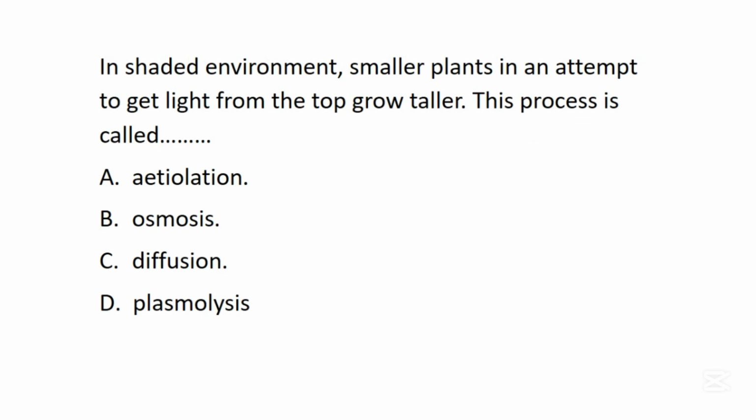The next question says, in shaded environment, smaller plants in an attempt to get light from the top grow taller. This process is called dash. A. Etiolation. B. Osmosis. C. Diffusion. D. Plasmolysis. In this question, the correct answer is A. Etiolation. So, this is a process whereby small plants experience growth in an attempt to get sunlight in shaded environments.